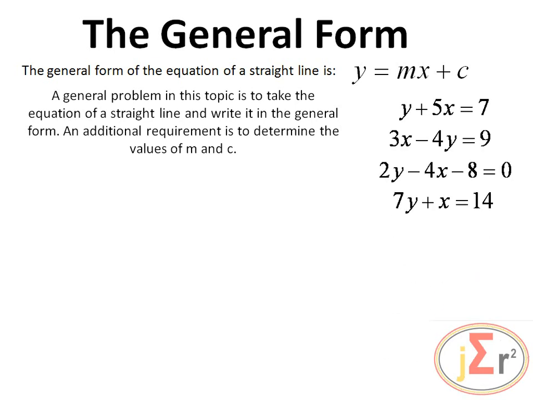So there we have 4 equations. They are equations of straight lines, and we are going to write each one in the general form y is equal to mx plus c. Then we are going to determine the values of m and c. What is the value of c? The y-intercept. And the value of m? The gradient or slope.